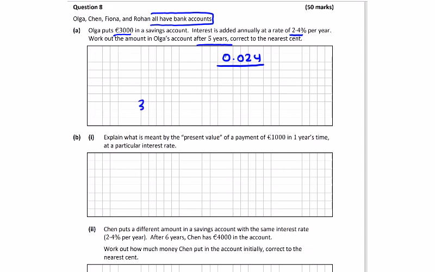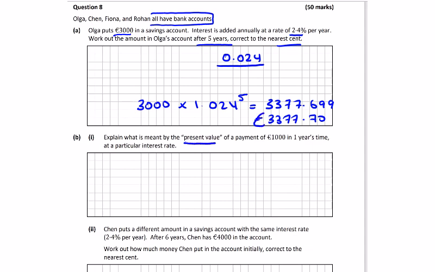So we just have 3,000 invested at 1 point the interest rate 0.024 to the power of years, and that's going to give me the nearest cent when it comes out as 3377.699, so that's 70 cents. 3377.70 Olga has.